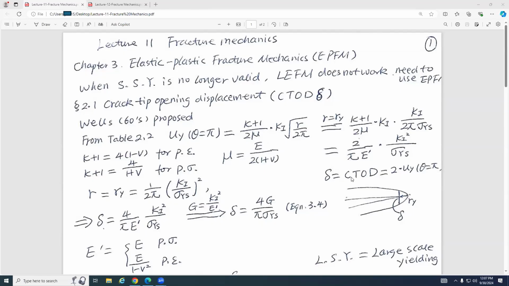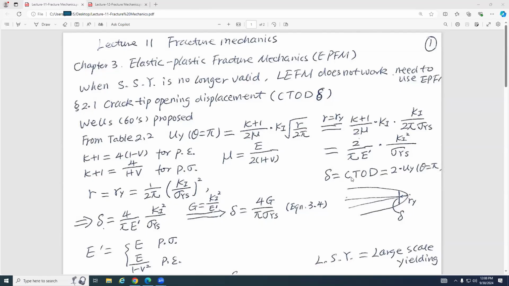It is for small scale yielding. Under small scale yielding, if there is no plasticity, definitely LEFM works very well. If there is plasticity, but it is still small scale yielding, constrained by these three conditions, then LEFM is still working. However, if small scale yielding is no longer valid, LEFM fails. Fails means that it will not give you reasonable results.